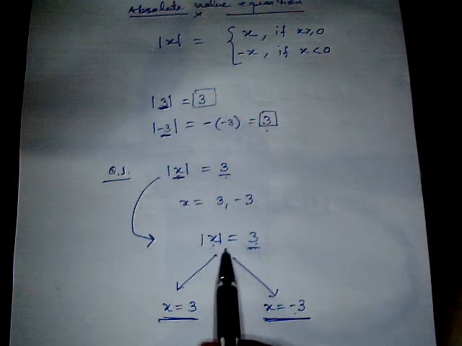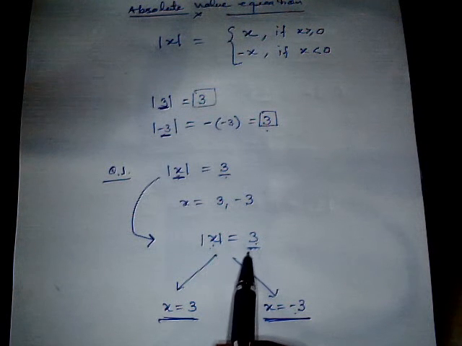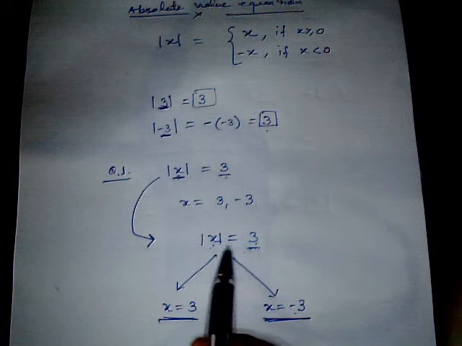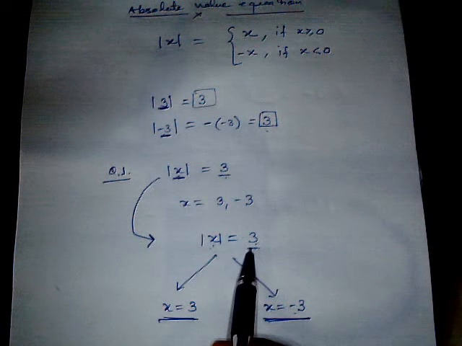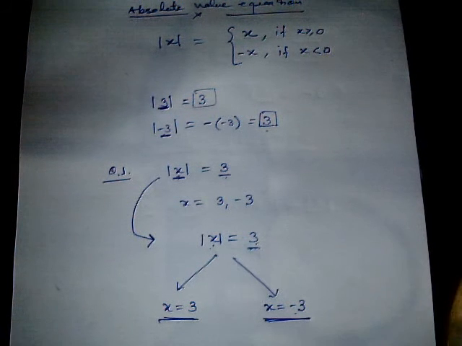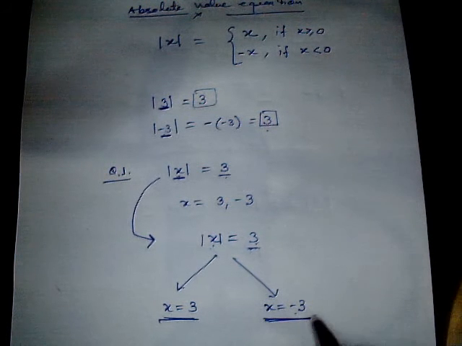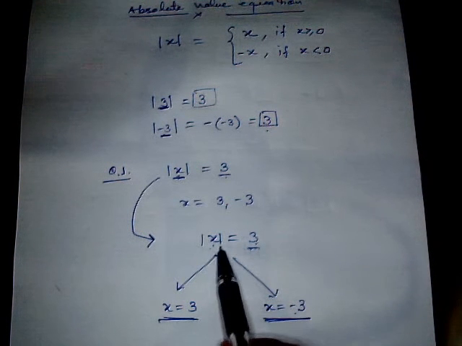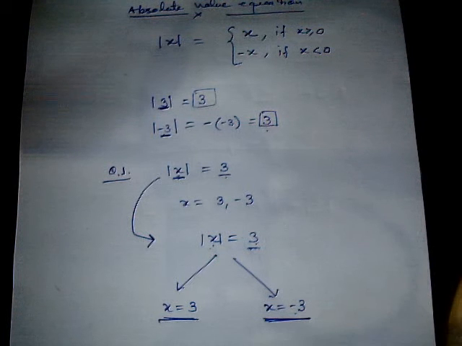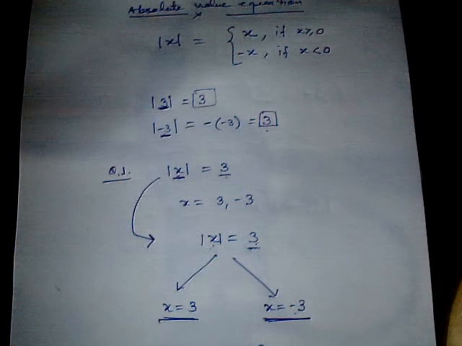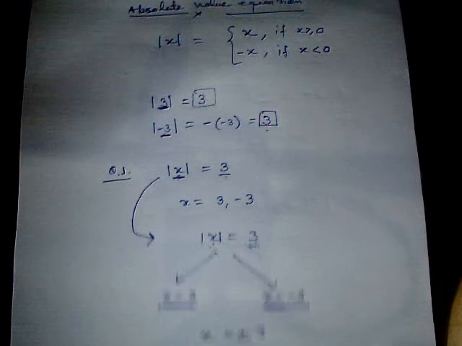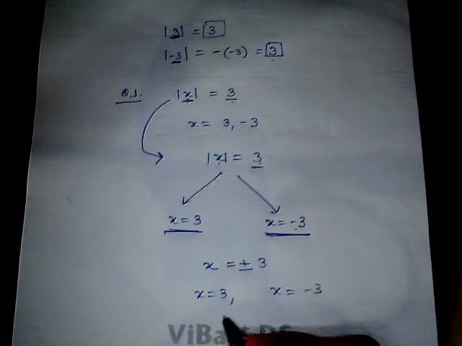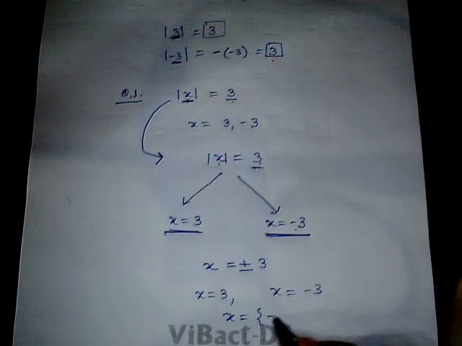So it always gives you a positive value, and whenever you remove these two lines, we need to write this value with positive and negative. It means x equals positive 3 and x equals negative 3. So the solution set for x is negative 3 and 3. Okay, now I am going to do one more question before you.